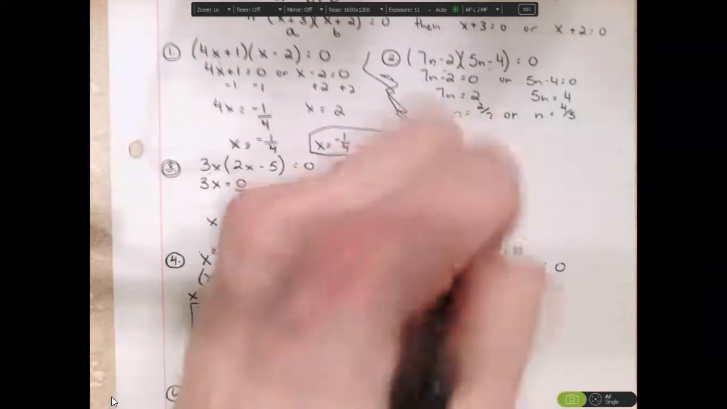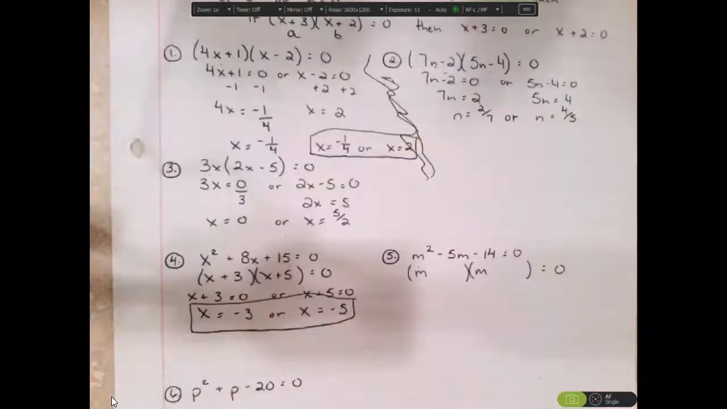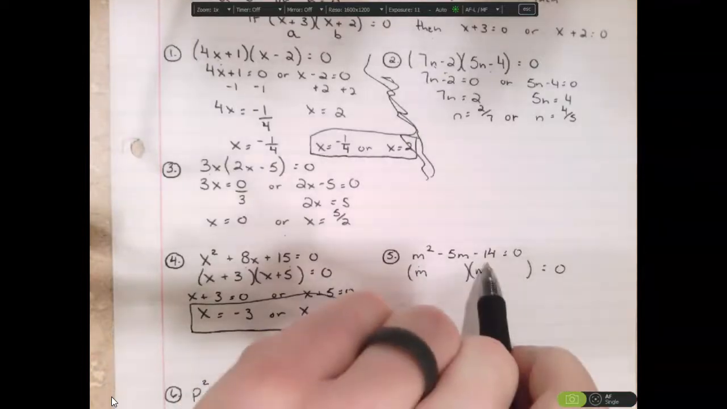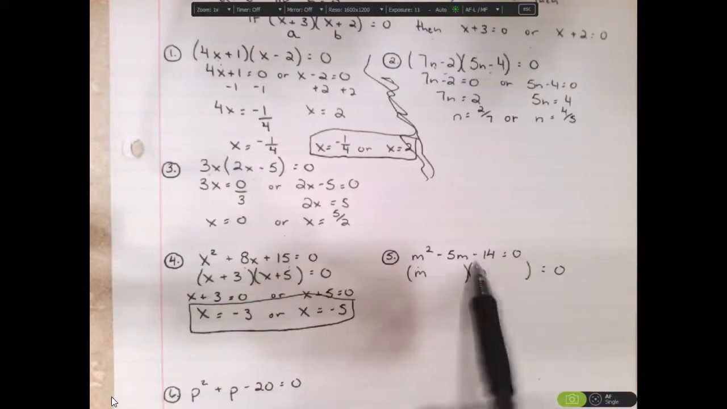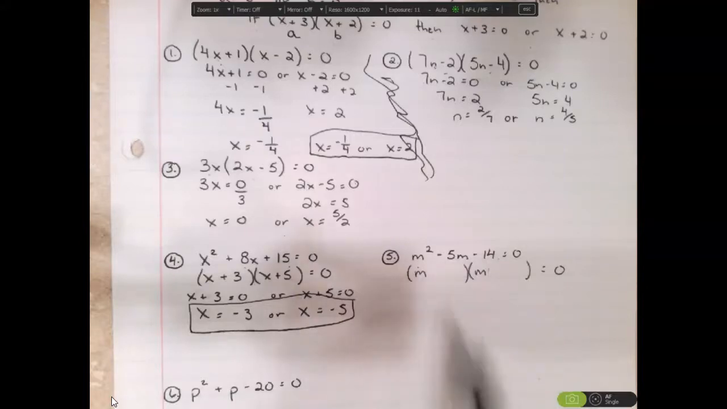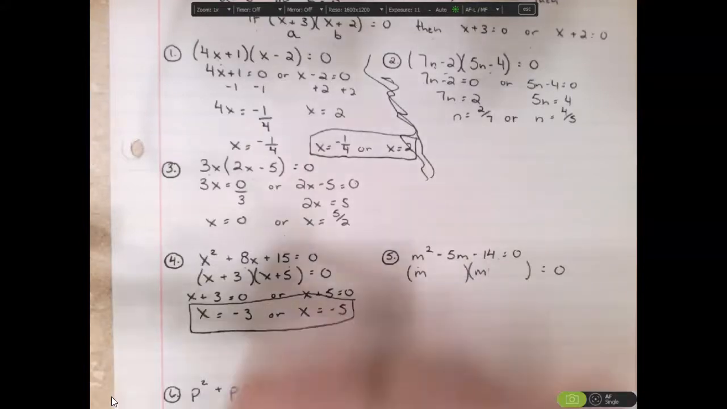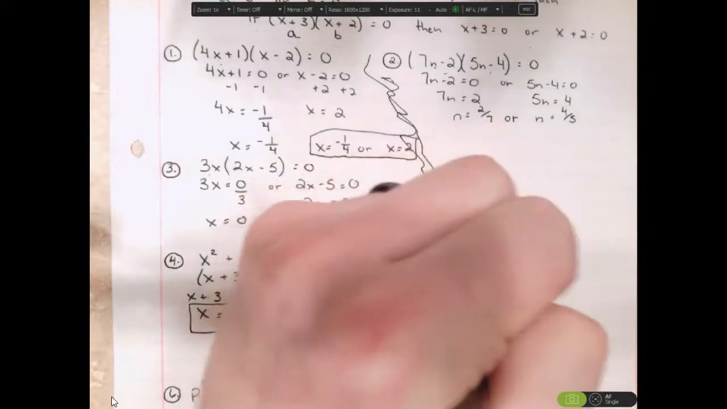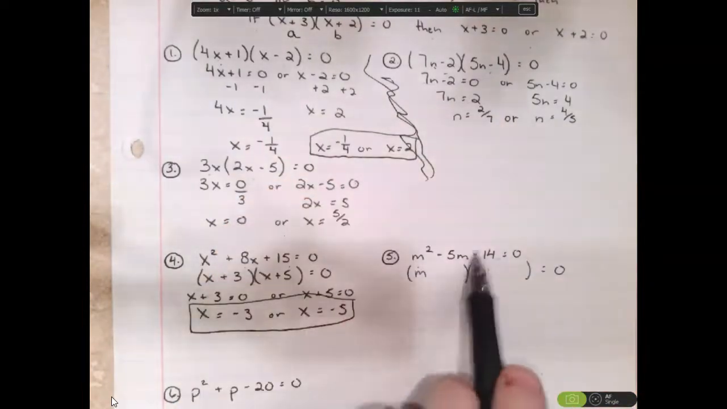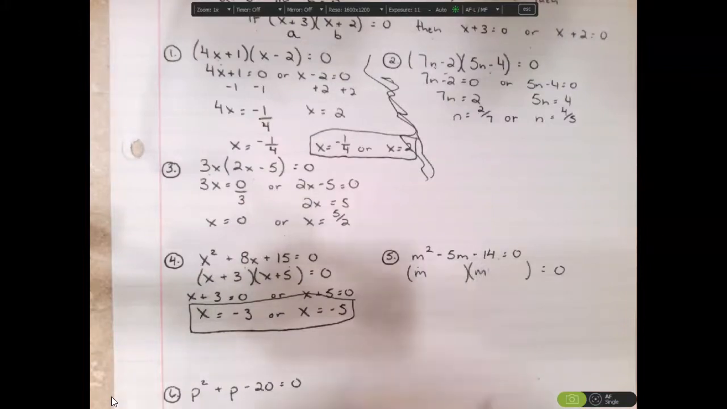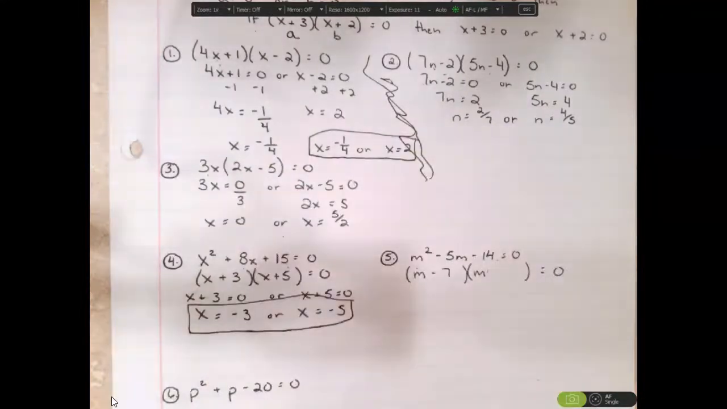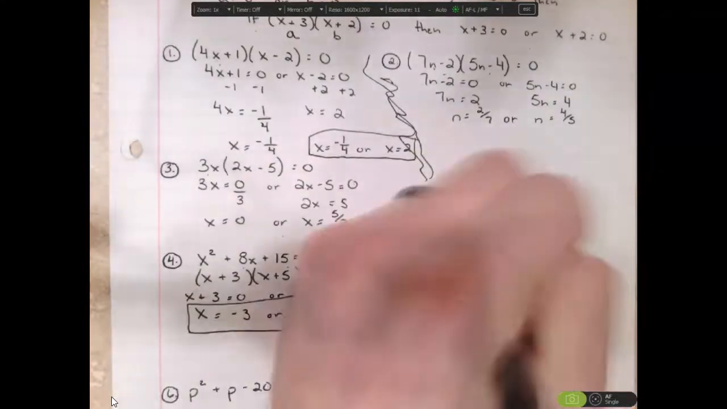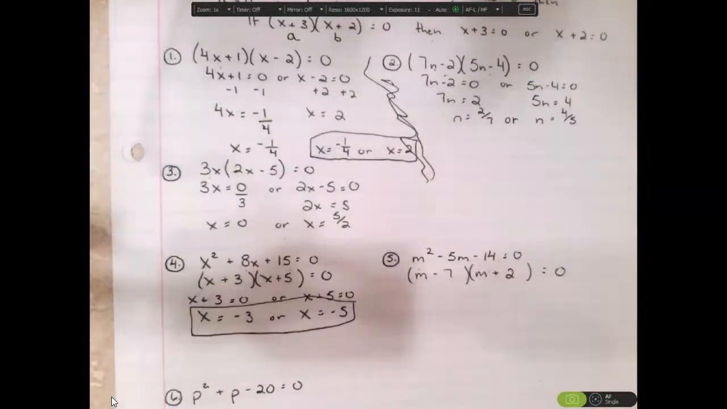I know m only breaks down into m and m. Now I need to break 14 into two things that can multiply to get negative 14, and those two numbers then can be added to make negative 5. Those numbers are going to be 7 and 2. I need to make sure that one of them is negative because negative times a positive gives me a negative. I want my 5 to be negative, so I need my larger number to be negative, so it's going to be m minus 7, and then m plus 2.